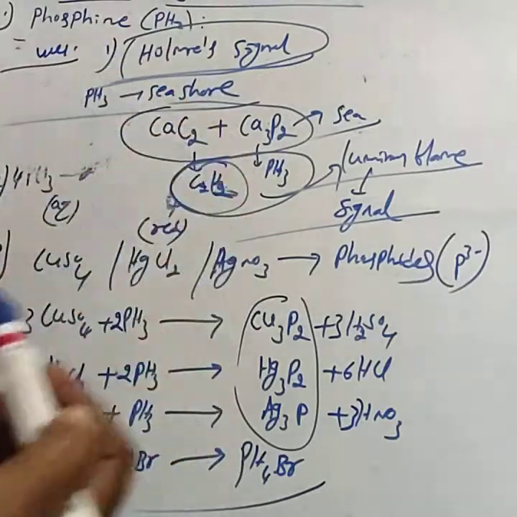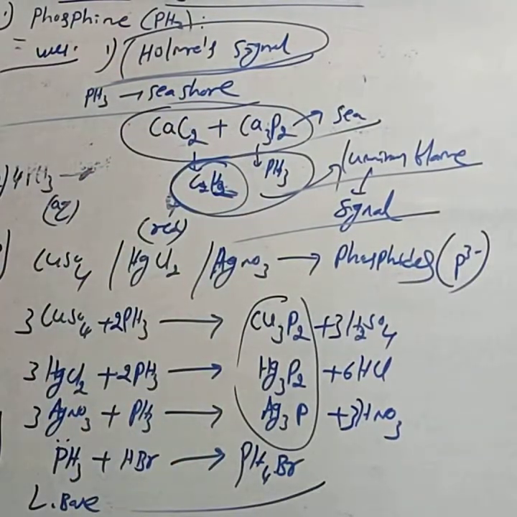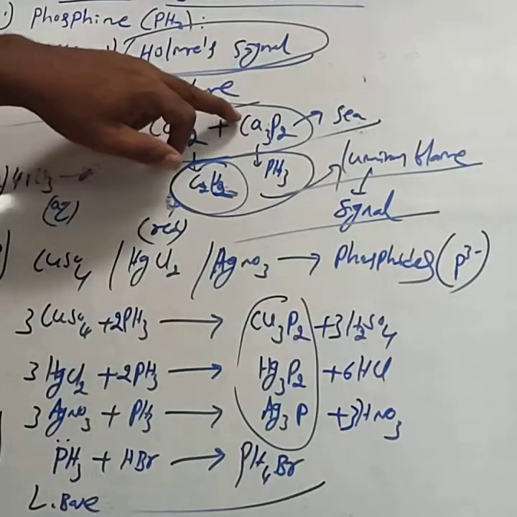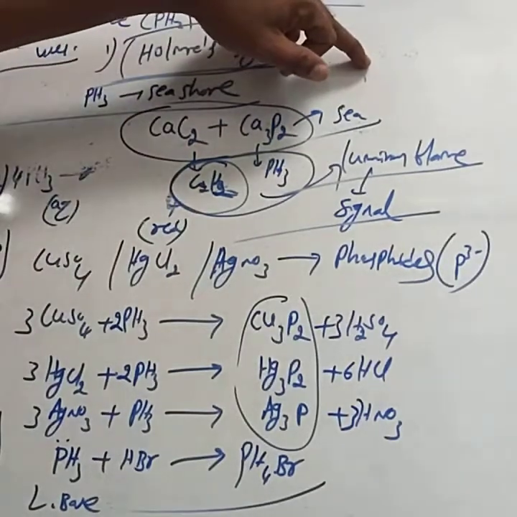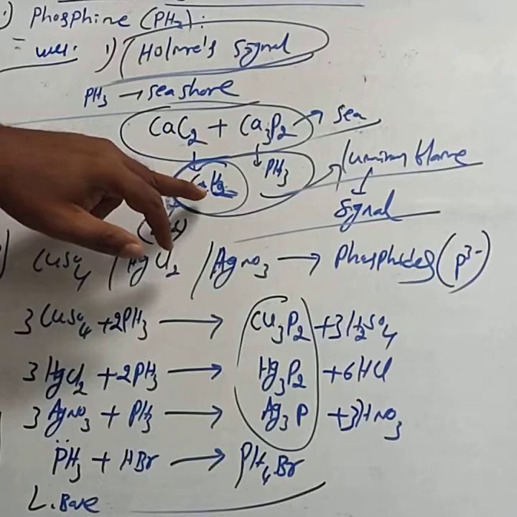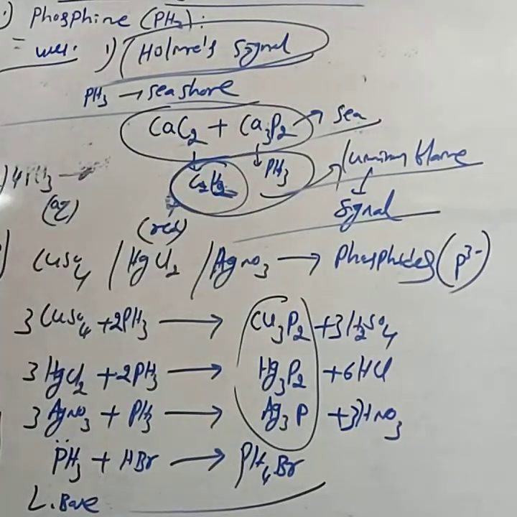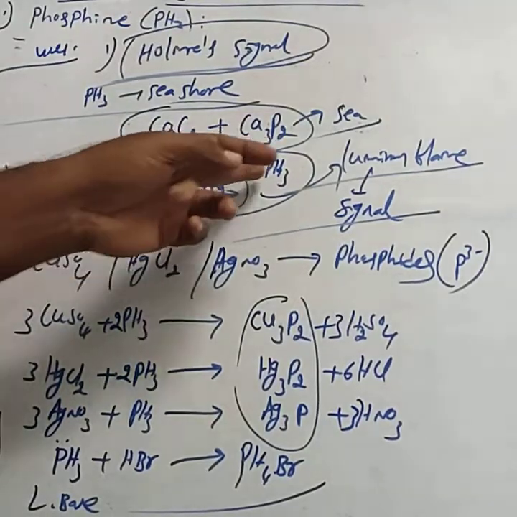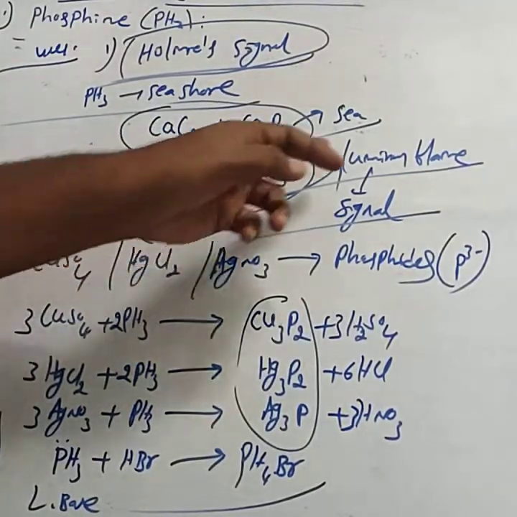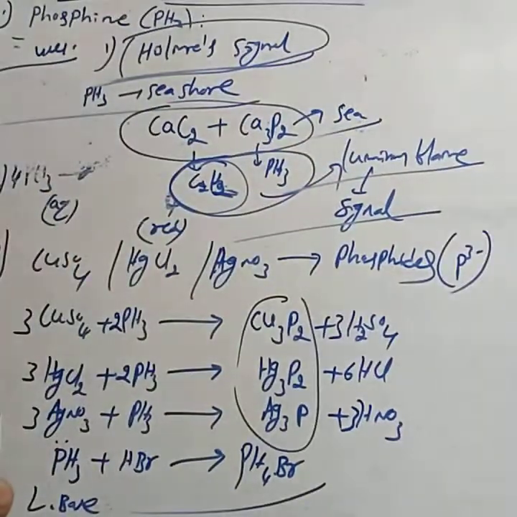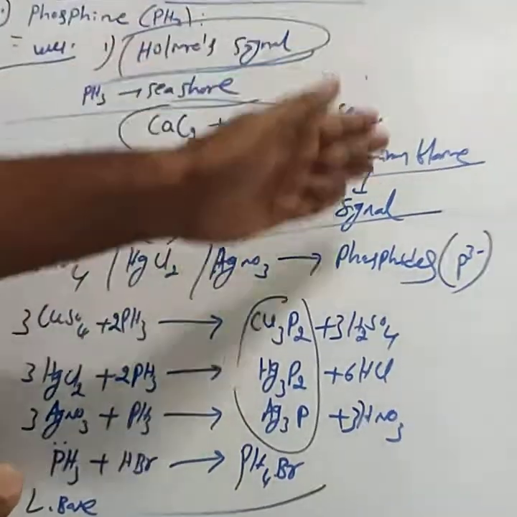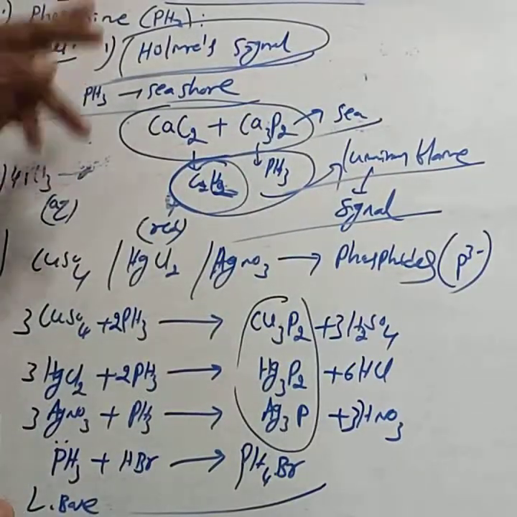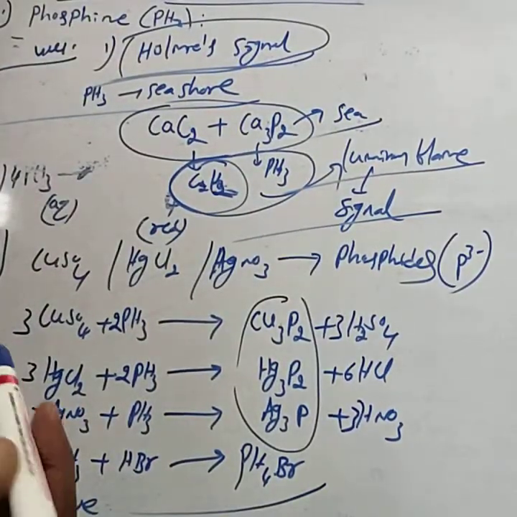How can the Holmes signal be obtained? By throwing a container containing a mixture of calcium carbide and calcium phosphide into the sea, they produce acetylene and phosphine gas. By the spontaneous combustion of this mixture of gases, a luminous flame forms in the sea, which serves as the signal. It is commonly called the Holmes signal.